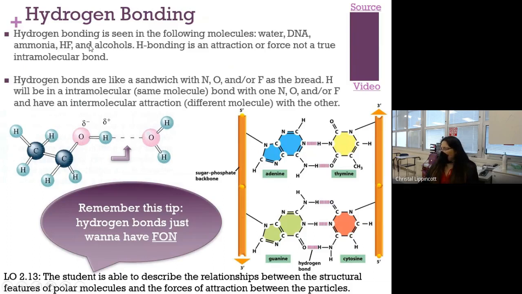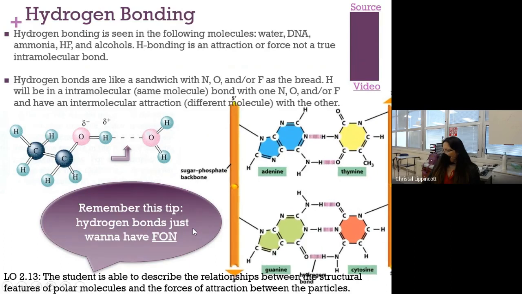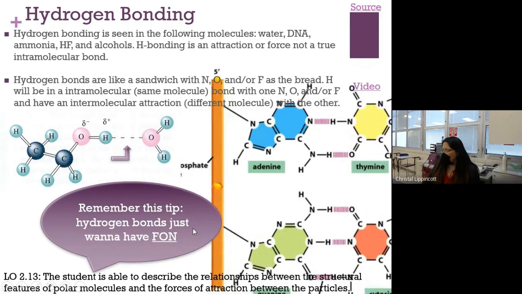Hydrogen bonding is seen in a lot of different molecules. It's kind of like a sandwich between. We've got the hydrogen connected to either a fluorine, oxygen, or nitrogen, and it gets attracted to a fluorine, oxygen, or nitrogen of another molecule. Remember, you want to be on the phone. We've talked about that many, many times.